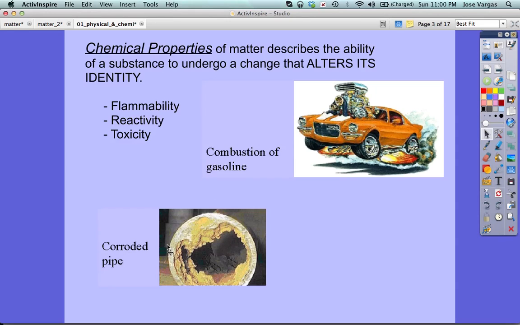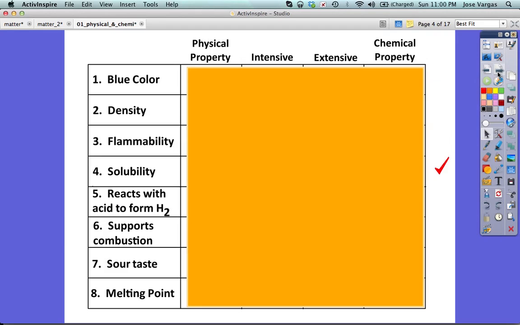For example, here, the corroded pipe is not going to be the same pipe anymore. It has been corroded, so it changed the way it looks. It changes identity. Same with the combustion of gasoline. It's not going to be the same liquid now. It has undergone a combustion reaction, and we can see gas coming out. So these are chemical properties of matter.